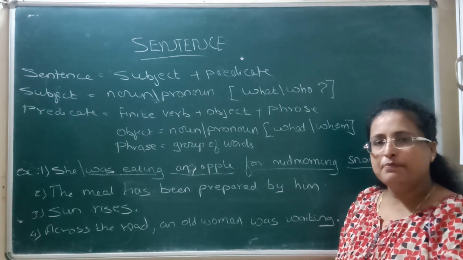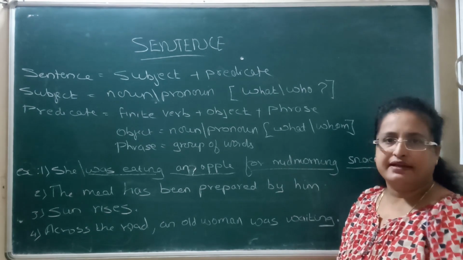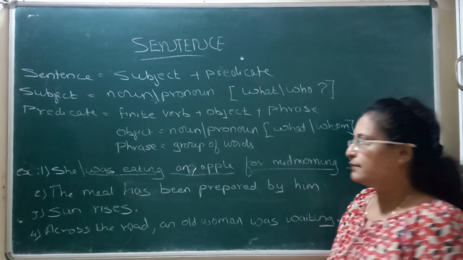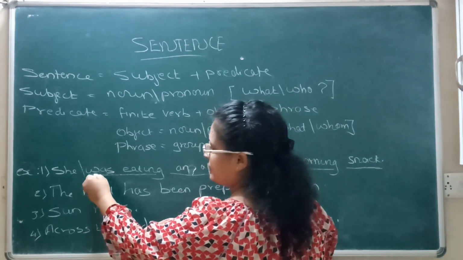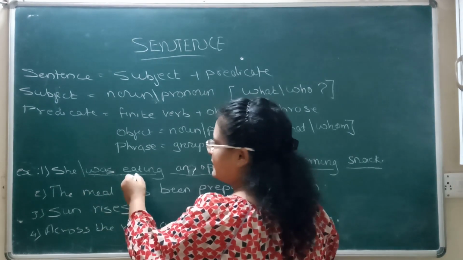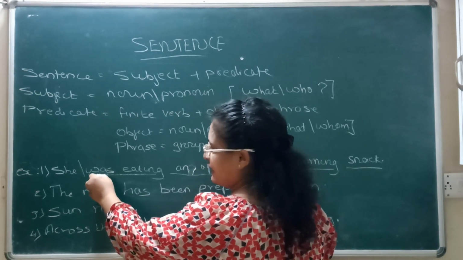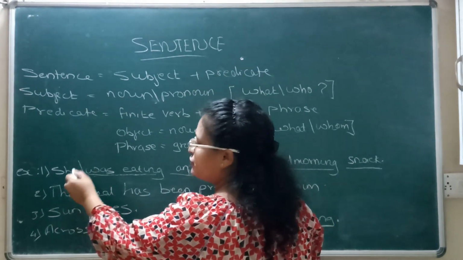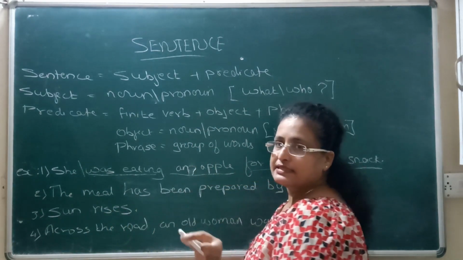Just before the finite verb is always the subject. So finite verb आपको find out करना है, what is that? Was eating is a verb in this and was is a finite verb. Finite verb के just पहले जो noun या pronoun है, that's the subject.